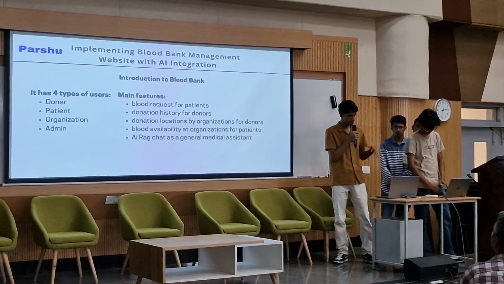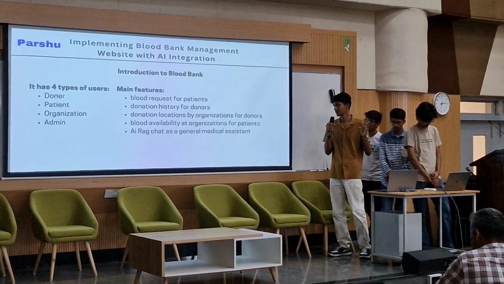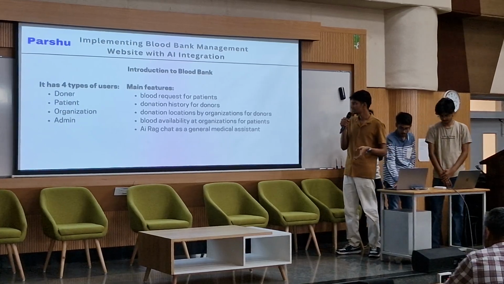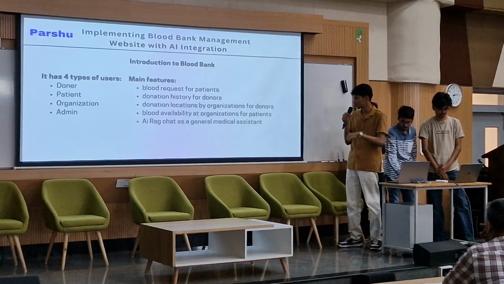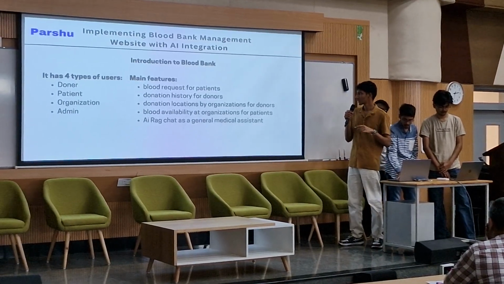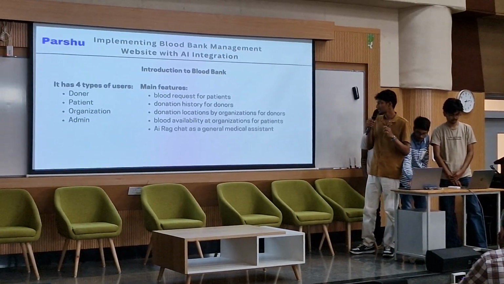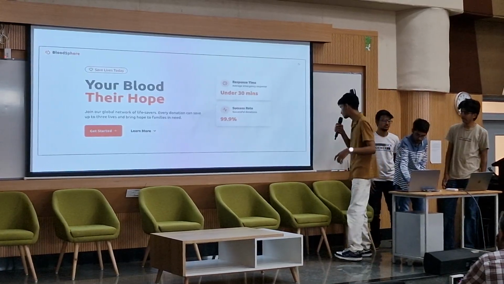The blood bank has 4 types of users: donors, patients, organizations, and an admin. The main features are as follows: blood requests for patients, blood donation history for donors, donation locations by organizations for donors, blood availability at organizations for patients, as well as an AI RAG chatbot that is a medical care assistant. Now Mayank will go and present.